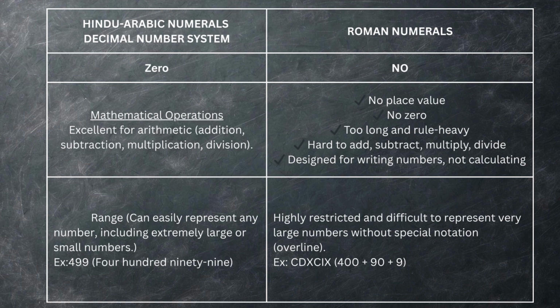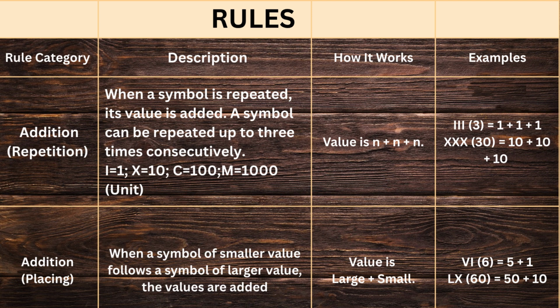Because of that, performing arithmetic operations directly using Roman numerals was quite difficult. In fact, Roman numerals were not mainly used for doing calculations in everyday life. Since there were only 7 symbols, the Romans created rules to write other numbers. These rules are based on addition and subtraction.